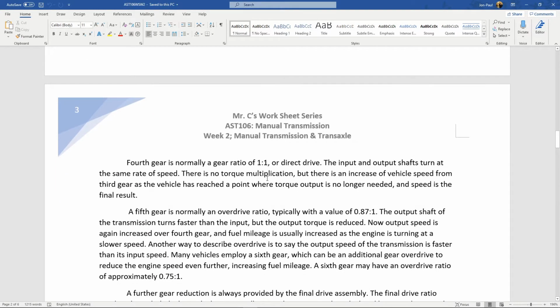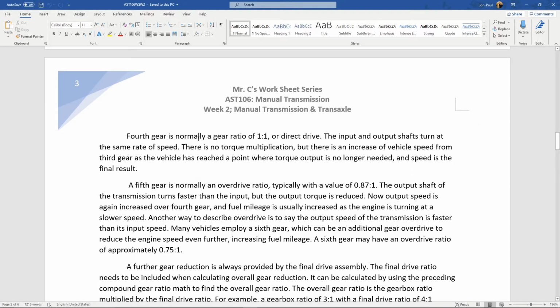So I want you to read this. I'm going to skim through a little bit of it. Also, good news, this is going to be a short lecture. This one doesn't take very long to explain manual transmissions. Fourth gear is normally 1-to-1 or direct drive, so whatever engine RPM you are doing is what the drive shaft is doing. Now that's not what the wheels and tires are doing because there's another gear ratio in the differential, and that's going to change things.